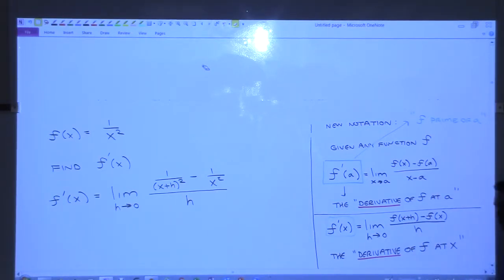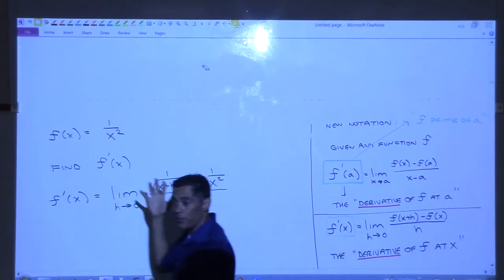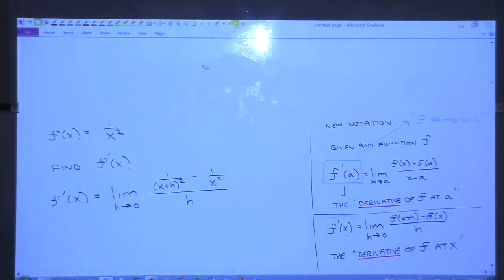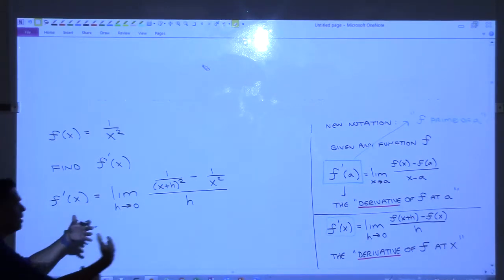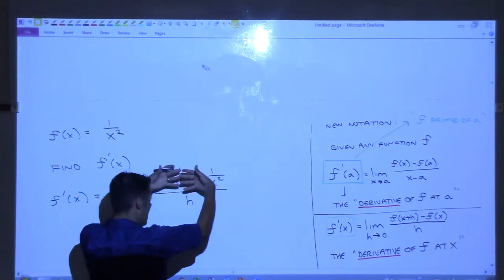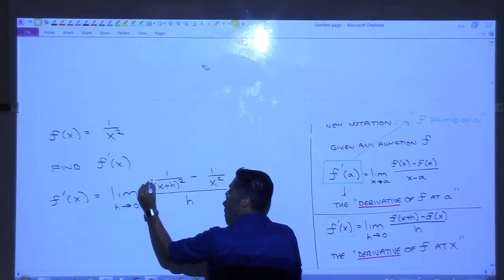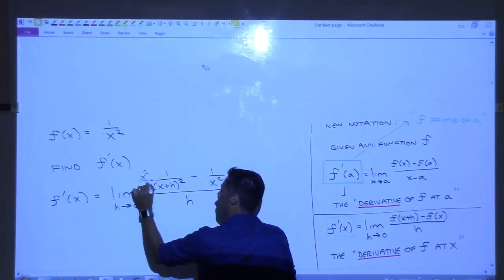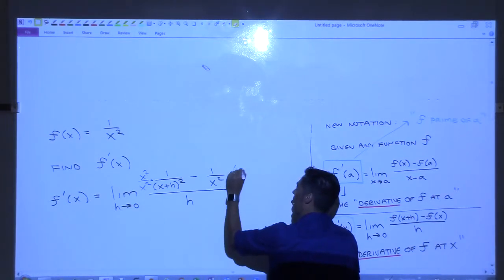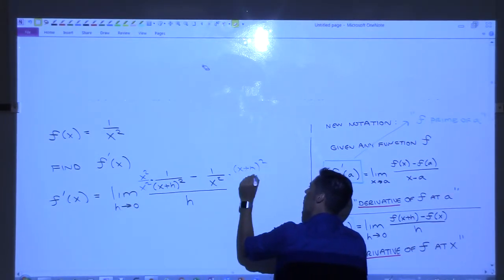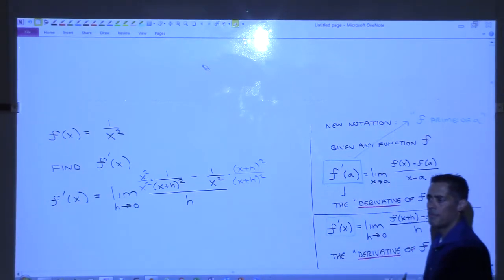And so what did we do last class when we had these complex fractions like this? What was kind of the technique? Common denominator, right? So we want to put the two numerator fractions together. So we'll just multiply this top one here on the left by x squared over x squared. And we'll multiply this one here by x plus h squared over x plus h squared. And that should give us a common denominator, right?